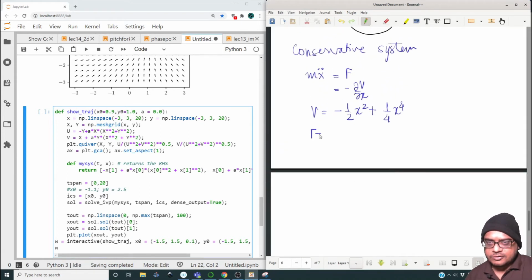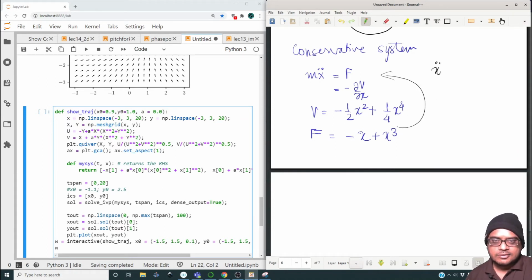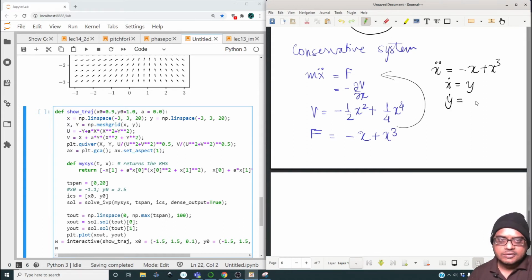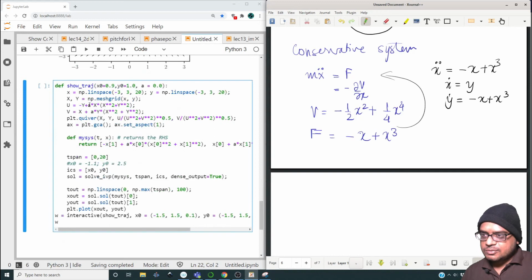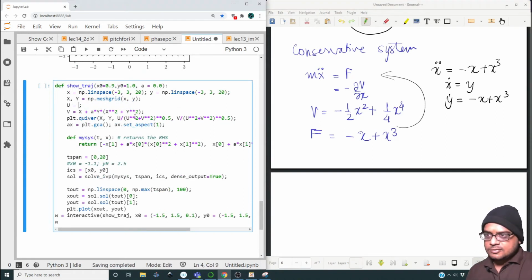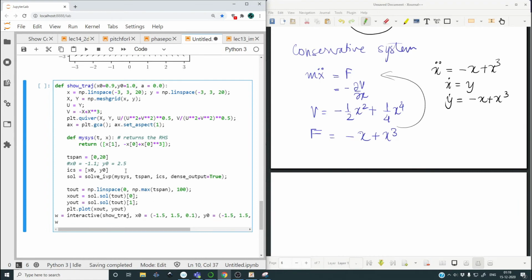Okay, so what is the force? The force is going to be minus x plus x cube. So once we substitute this over here, let us forget about the m for now. So x double dot will be equal to minus x plus x cube. So let v be equal to x dot, let y be equal to this, and so y dot is equal to minus x plus x cube. Okay, so let me change the particular flows that we have over here. So this is going to be minus x plus x cube. Okay, so we've encoded the entire problem. So let us now run this and see what happens.